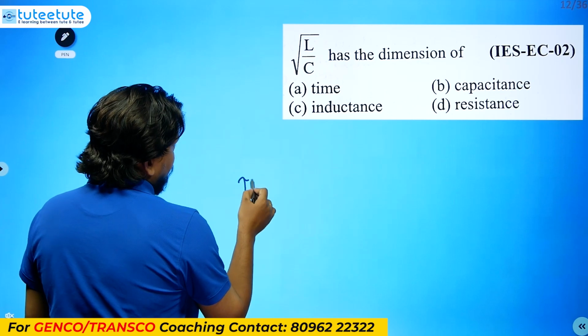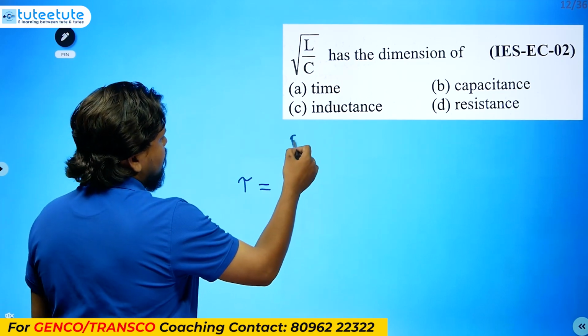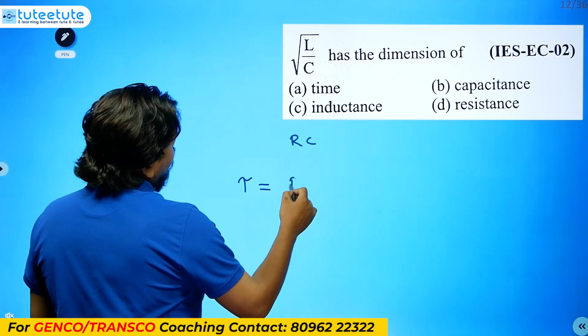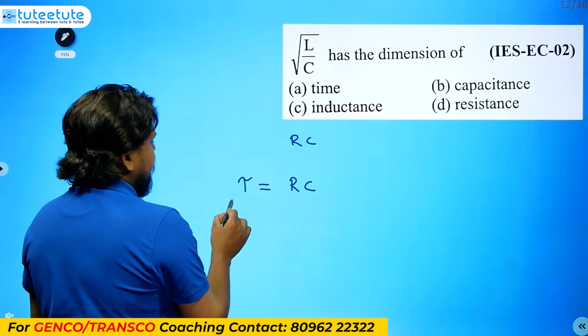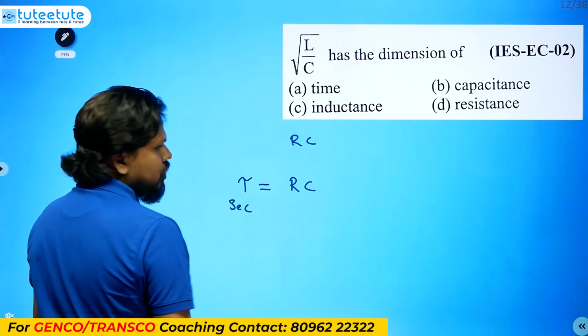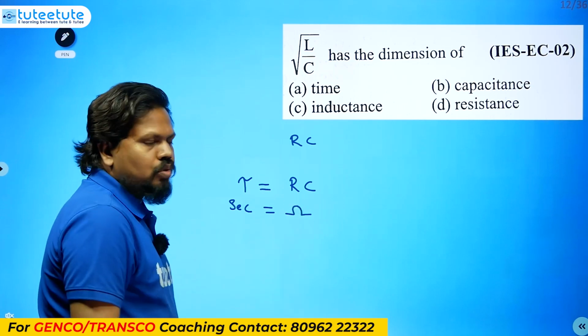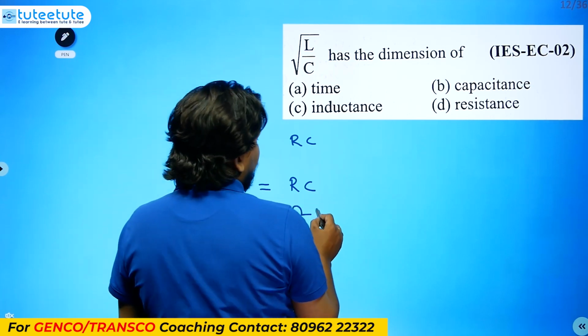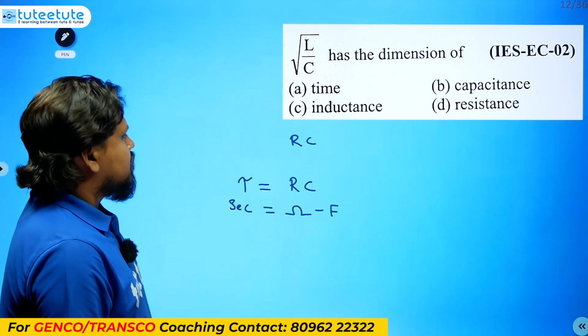The time constant generally for an RC circuit is R into C. So what is the unit? Seconds. R is ohms, the unit of resistance is ohm, and the unit of capacitance is farads.